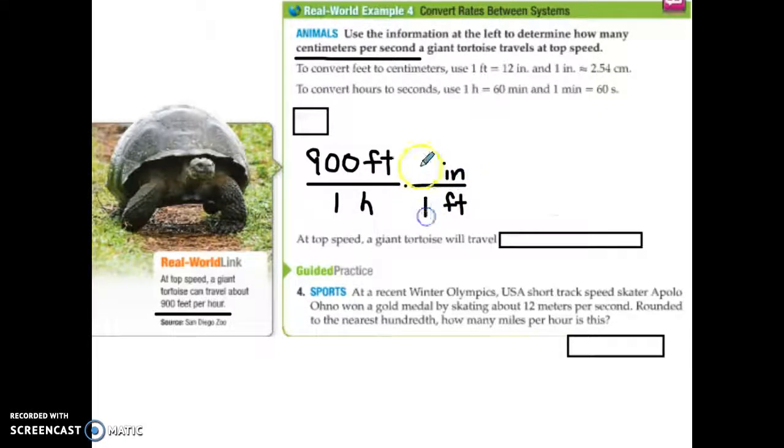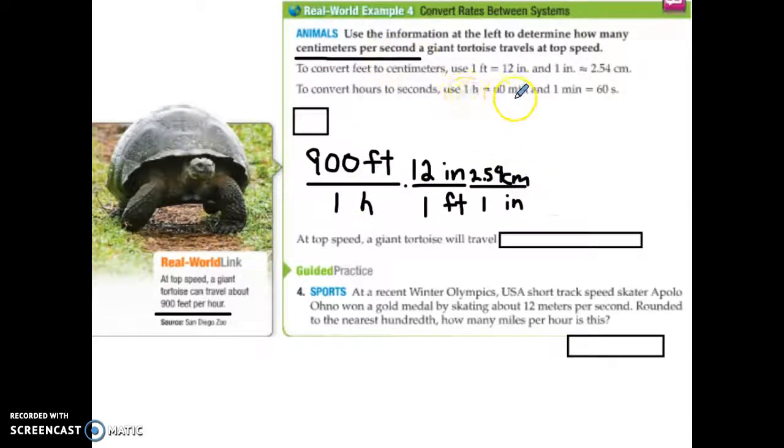So, I'm going to turn feet into inches first, so I'm going to put feet on the bottom. So 1 foot is 12 inches. And then I want to turn inches into centimeters, because I want to go all the way from feet down to centimeters. So I make another fraction. I want to get rid of inches, so I put that down there, and I want to end up with centimeters. It tells me up here 1 inch is 2.54 centimeters.